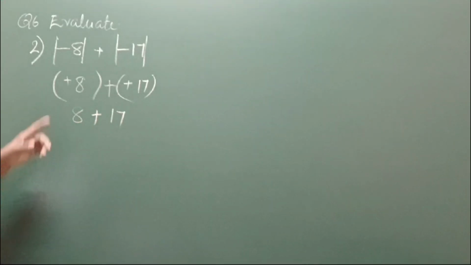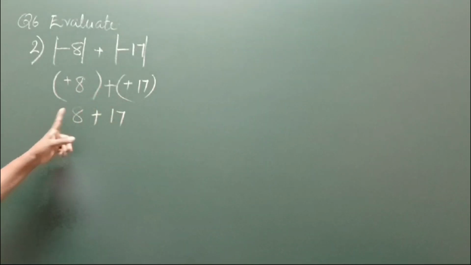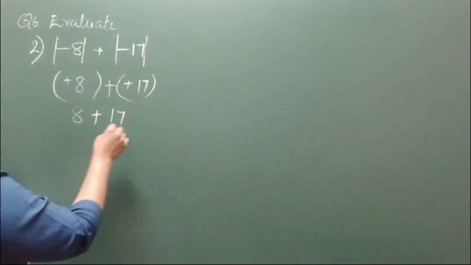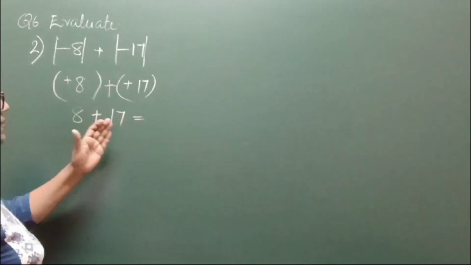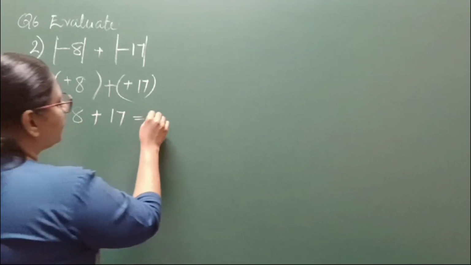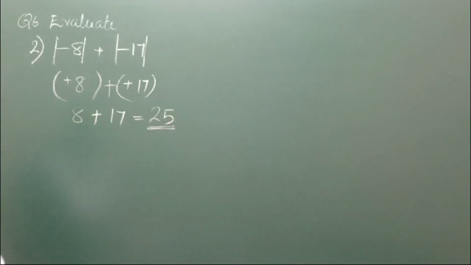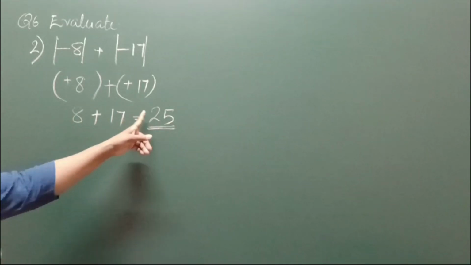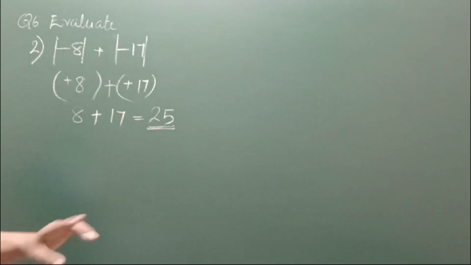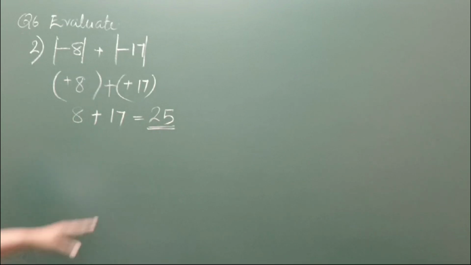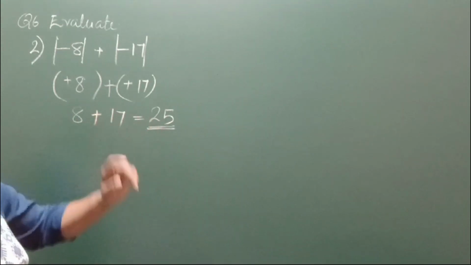Now here both the signs are positive, so we will just add. 17 plus 8 is equal to, or 8 plus 17 is equal to 25. So our answer is 25, and that is positive, but we will not show the positive sign. We don't need to show it, just write 25 as it is.